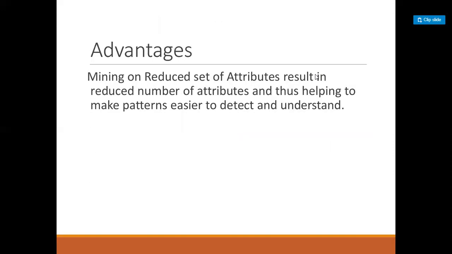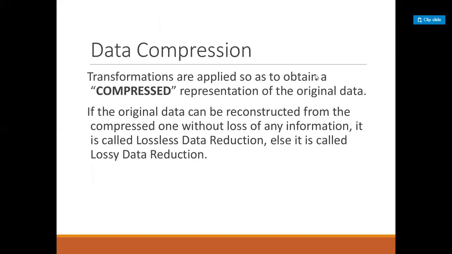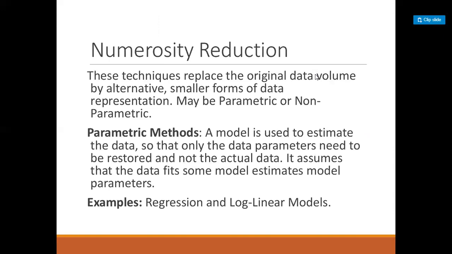The next method that we were discussing was numerosity reduction. The numerosity reduction technique replaces the original data volume by alternatively small forms of data representation, maybe parametric or non-parametric. In this technique, we reduce the size of the original data without losing the information, and there are two methods. One is the parametric method, another one is the non-parametric method.